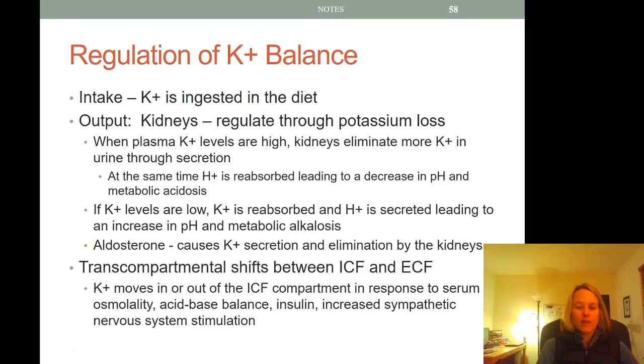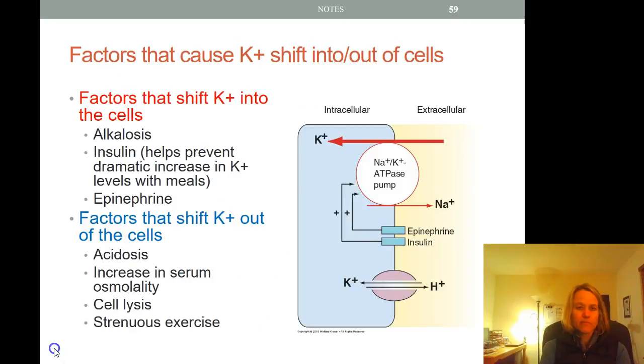We can also have shifts between the intracellular fluid and the extracellular fluid compartments. So potassium moves in and out of the intracellular fluid compartment in response to changes in serum osmolality, acid-base balance, insulin, and increased sympathetic nervous system stimulation, to name a few. So let's look at the factors that cause potassium to shift into or out of the cells. Factors that shift potassium into the cells include alkalosis, insulin, and epinephrine.